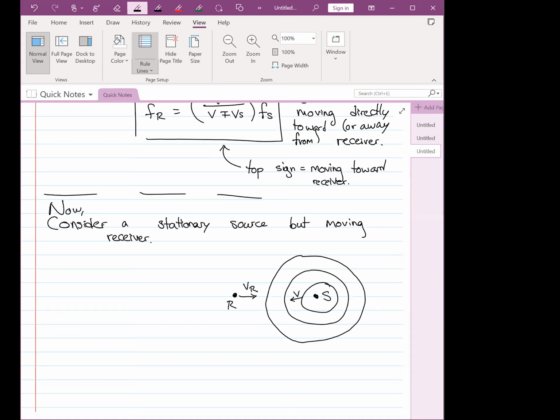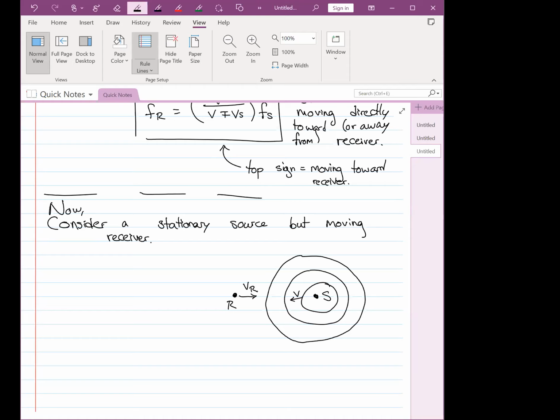So how do I want to phrase this? The receiver knows how fast the wave speed is. The receiver also knows that given a wavelength, it should be encountering these pulses at a certain rate.